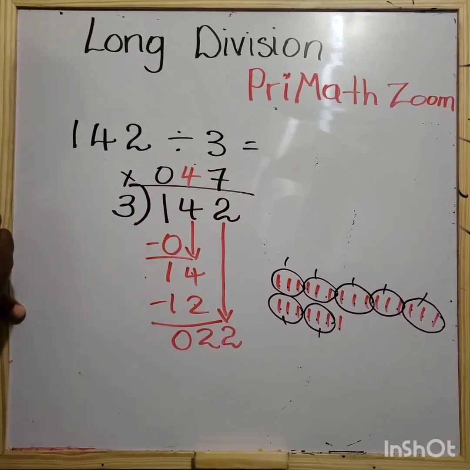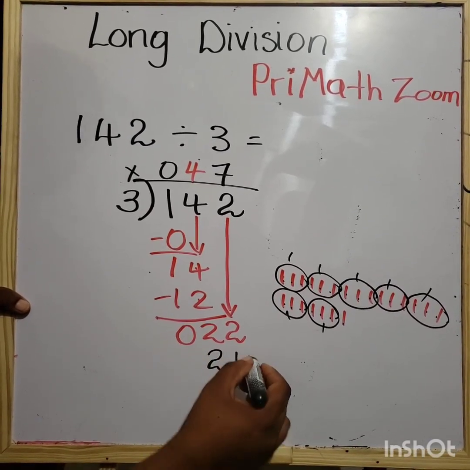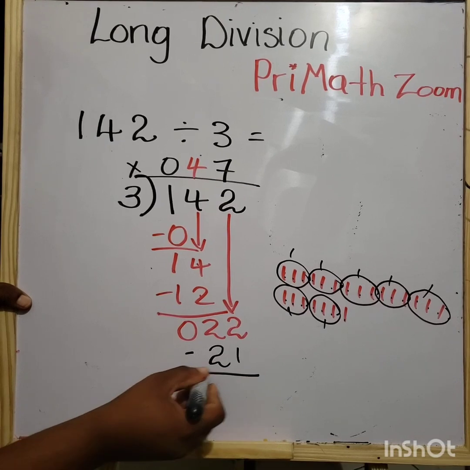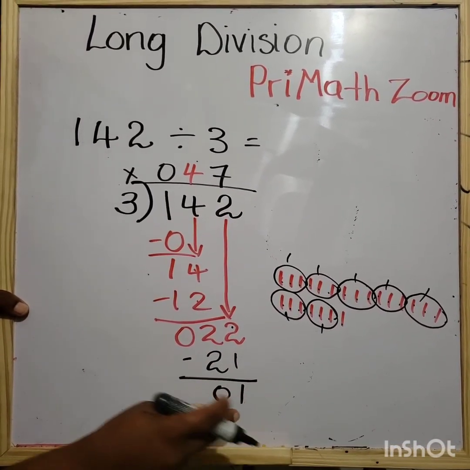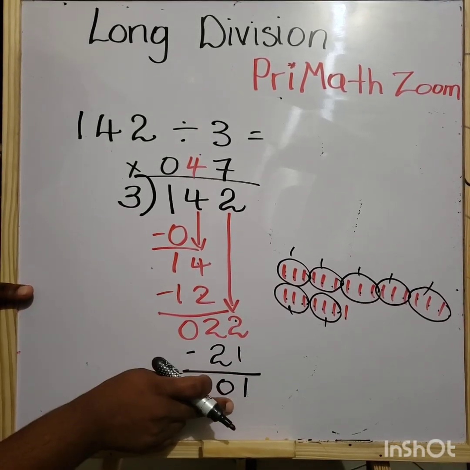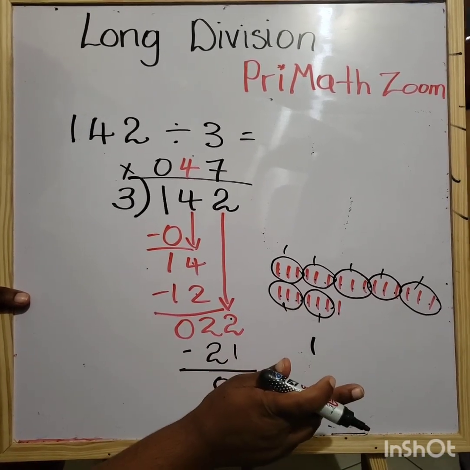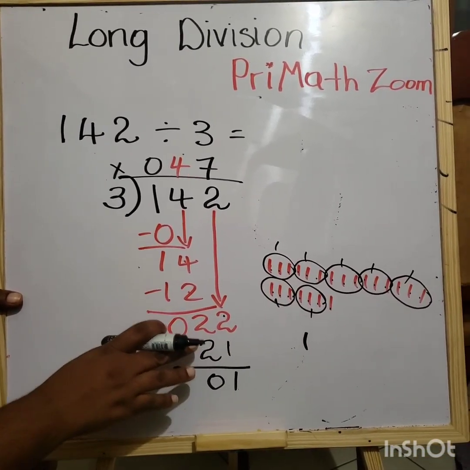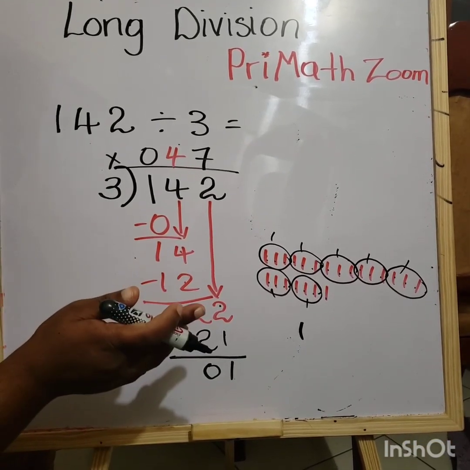7 multiplied by 3 will give us, yes, 21. Let us subtract that from 22. 1 from 2, 1, 2 from 2, 0. And we have 1 down here. So we're going to attempt to see if 3 can go into 1. So we're going to have one thing. Can 3 go into it? No.